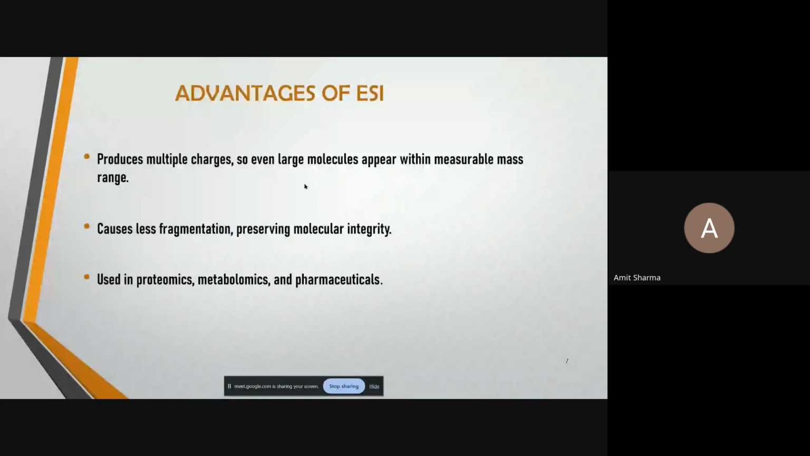Moving on, we have the advantages of electrospray ionization. It produces multiple charges, so even large molecules can appear within a measurable mass range. It causes less fragmentation, which is very helpful in preserving the molecular integrity and making sure that the sample is not deformed in this process. Electrospray ionization is used in proteomics, metabolomics, and pharmaceuticals.